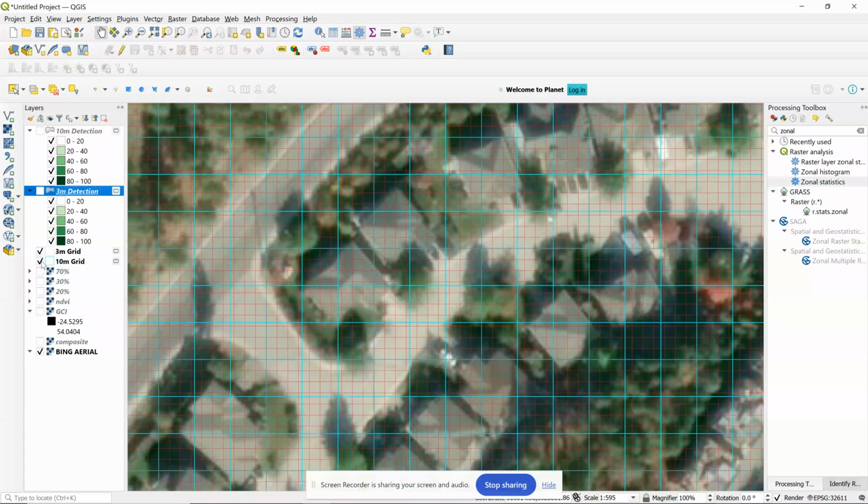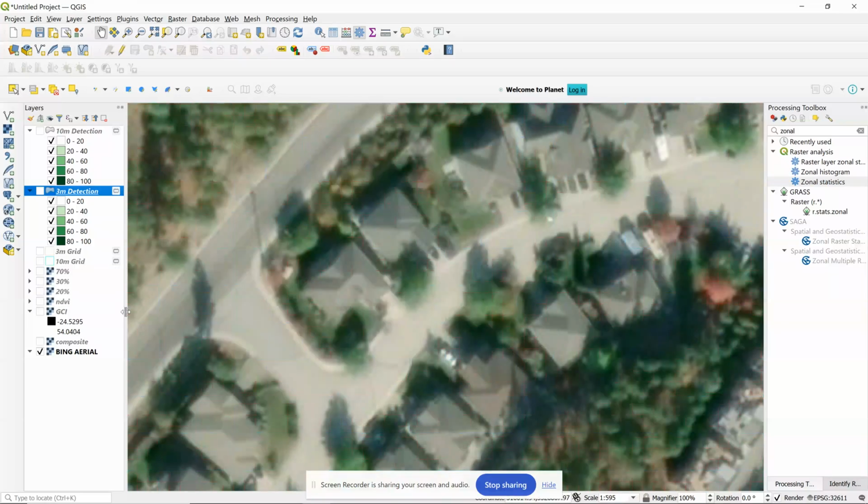Go back and forth, turn on the 10 meter grid again. So roughly 3 by 3 pixels in each of those 10 meter grids, so about 9 times the information or spatial detail within each one of those grids. There's a good visual exercise of trying to tease apart what's contributing to the signal you get in one of those PlanetScope versus Sentinel data sets.